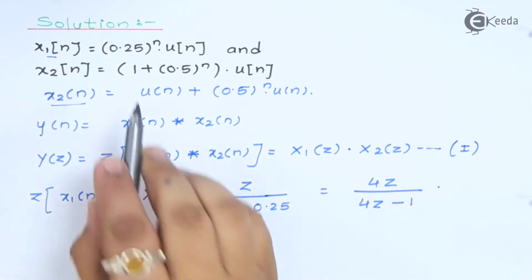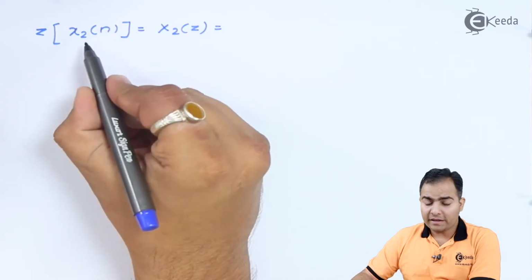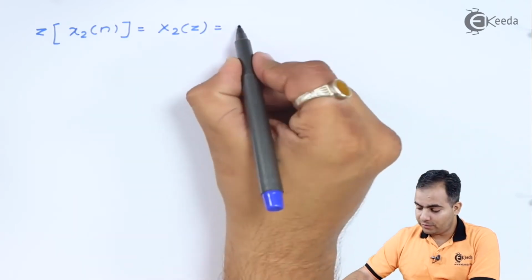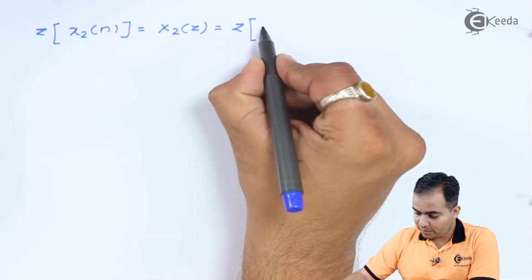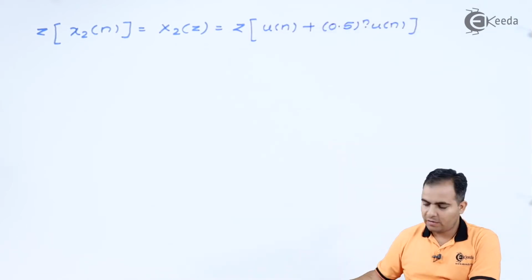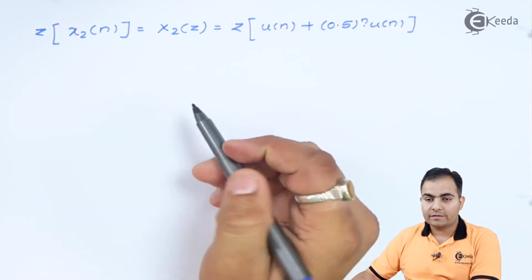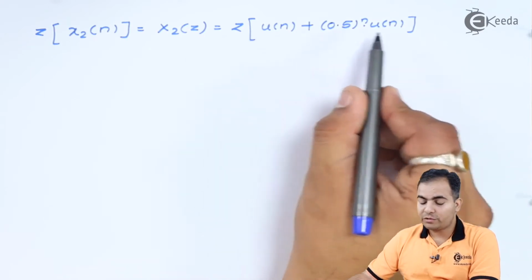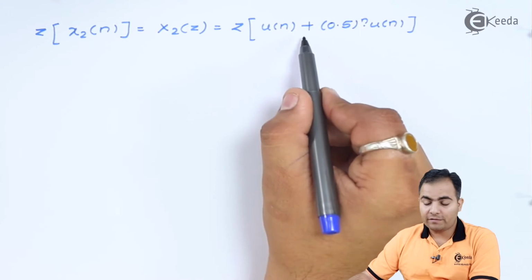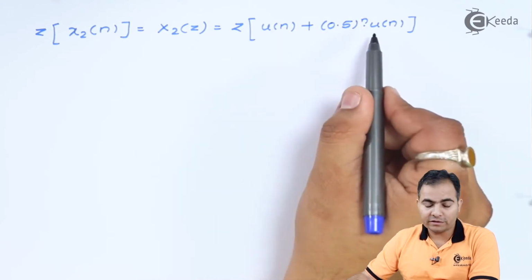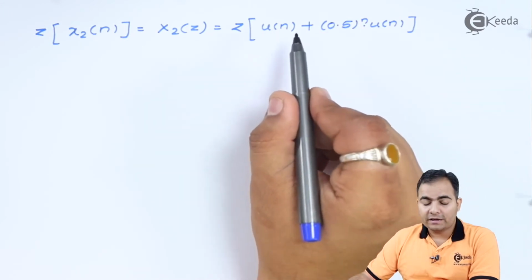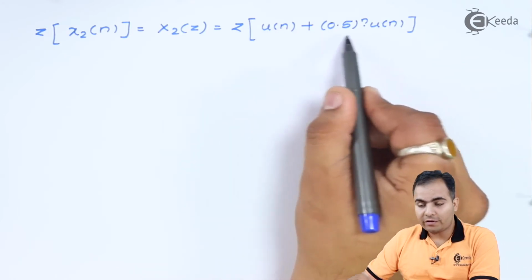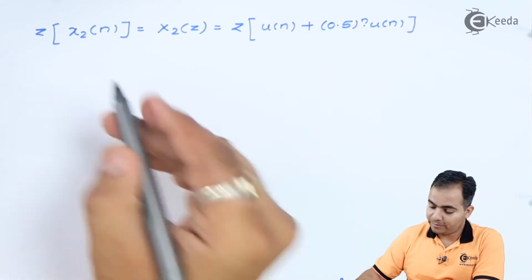Now we will go for x2 of n. Basically the x2 of n function is u of n plus 0.5 raised to n u of n, which means I'm going to apply Z transform on this function. Here we are going to apply Z transform on u of n plus 0.5 raised to n u of n. Basically, first of all, we cannot directly apply Z transform on this whole function. So we will use the linearity property first, and then later on we can use the time scaling property on 0.5 raised to n u of n separately.